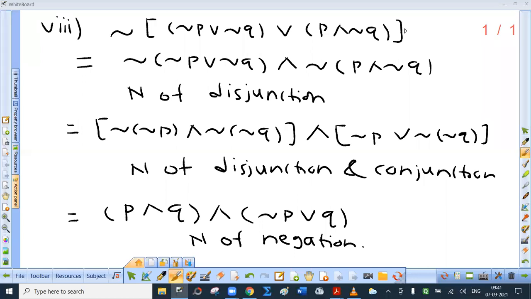Negation of not P or not Q or P and not Q. Basically, this is negation of, see the cursor, negation of disjunction. It is conjunction of negations. Now, this is negation of disjunction, which is conjunction of negations. This is negation of conjunction, which is disjunction of negations. Now it is not Q. Q. So the final answer is P and Q and not P or Q.